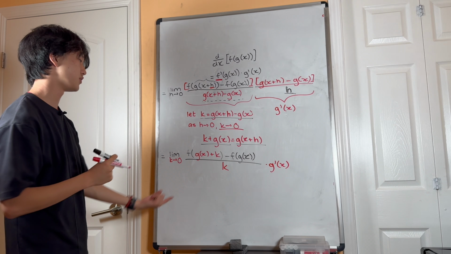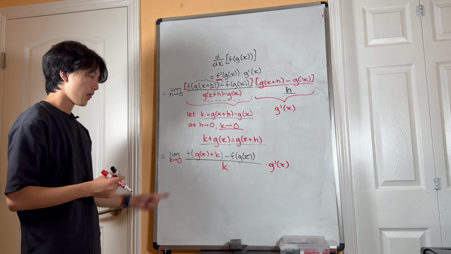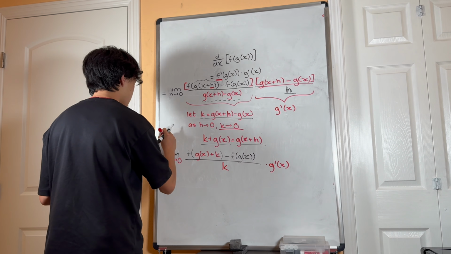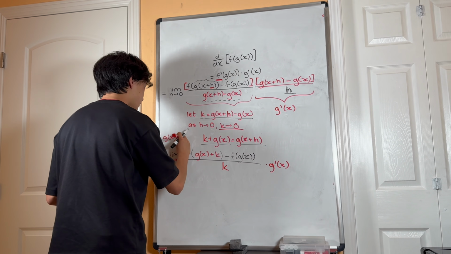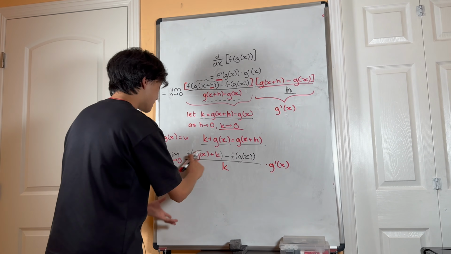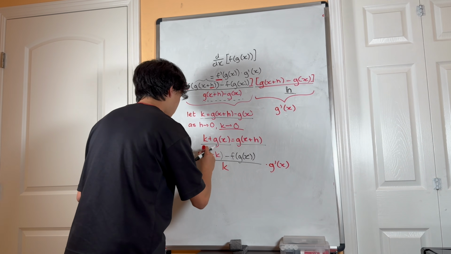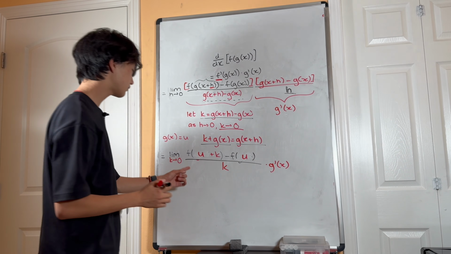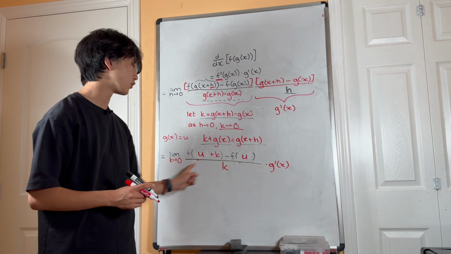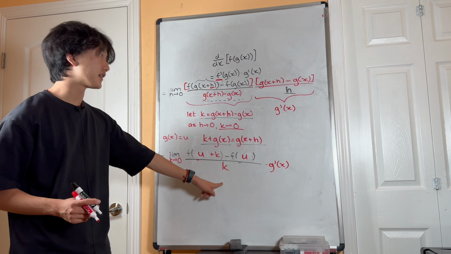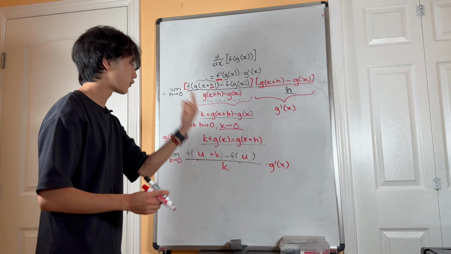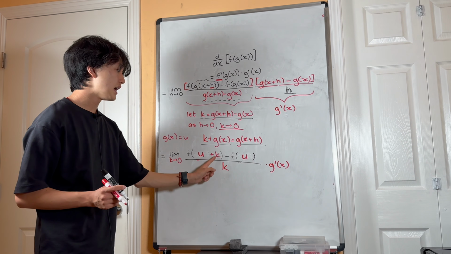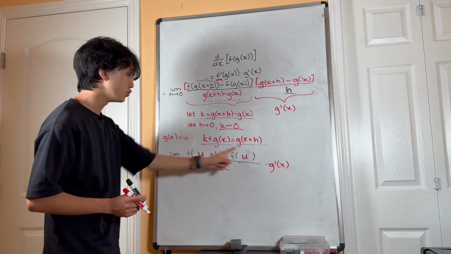Now, it still might look kind of confusing, right? Why is g of x in there? Well, if we just went ahead and replaced g of x with u, I'm going to take a note, we're replacing g of x with u, just for the sake of simplicity, then what do you have? f of u plus k minus f of u all over k. This kind of looks like the definition of a derivative, right? Except for one thing. Instead of an h, we're using k's. And instead of an x, we're using u's.